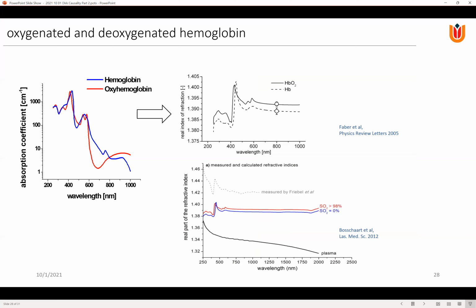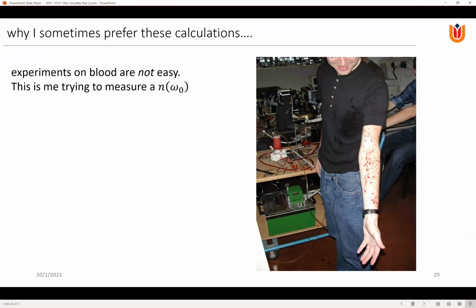Maybe they used really warm blood. Not everything is specified in the papers. Yeah, you're right. Check that with different temperatures.